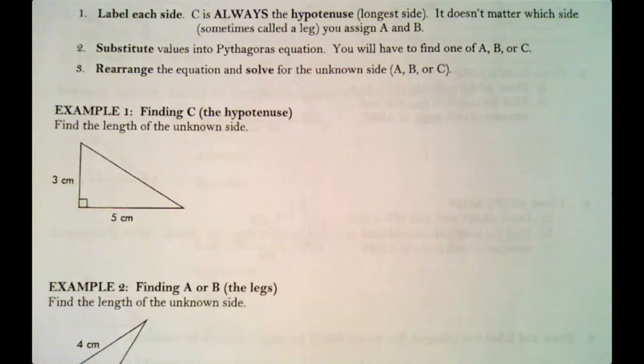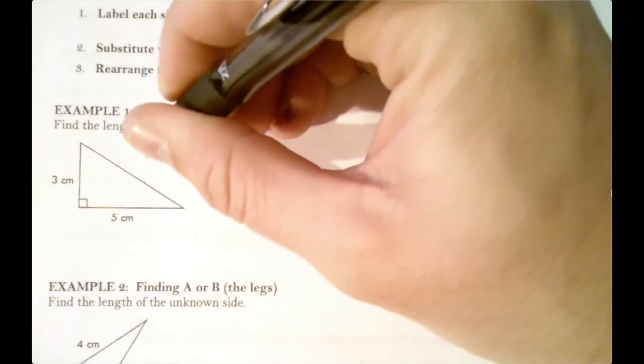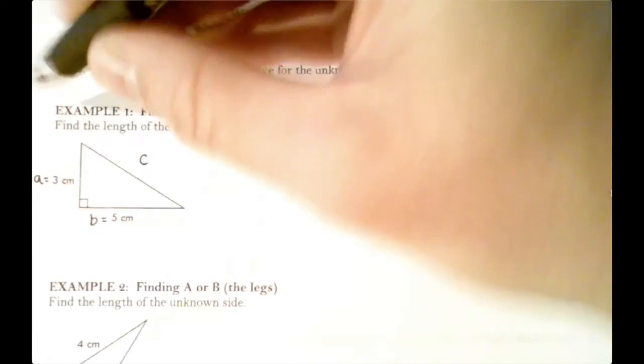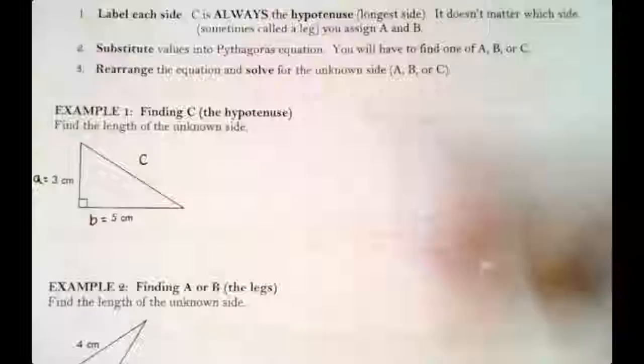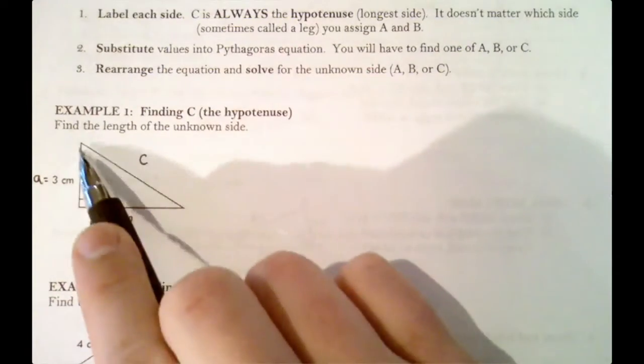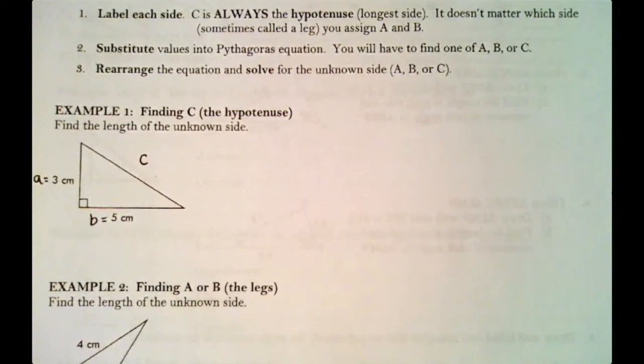First example is finding the hypotenuse. So we're going to first label each side. So the long side is C, which would make this side A and this side B. Now we could switch them. We could call this B and that A, and we'd still be okay. It's just that C has to be across from the 90. That means it's the side not touching the 90.